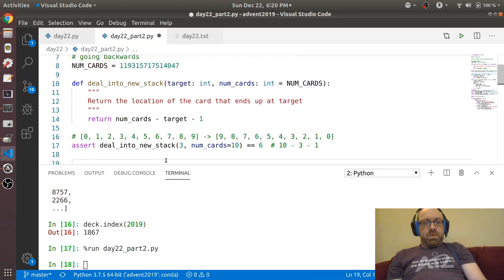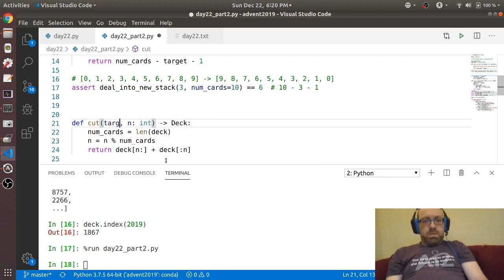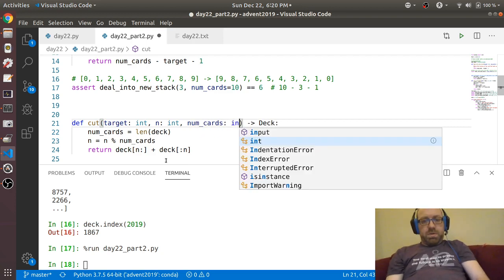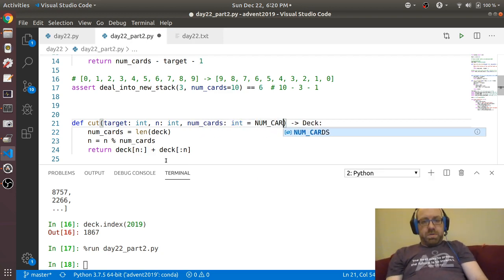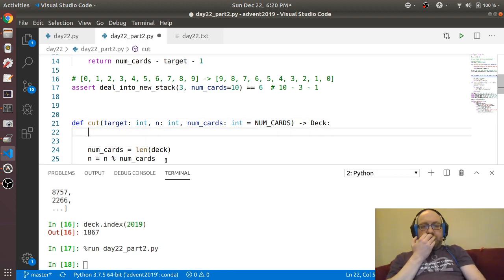And now again, if I cut, target int, n int, num cards int equals num cards. And so let's think about this now.